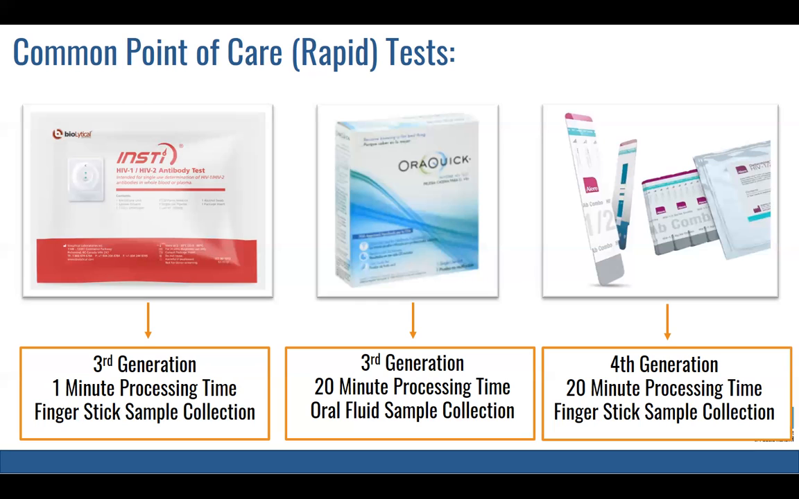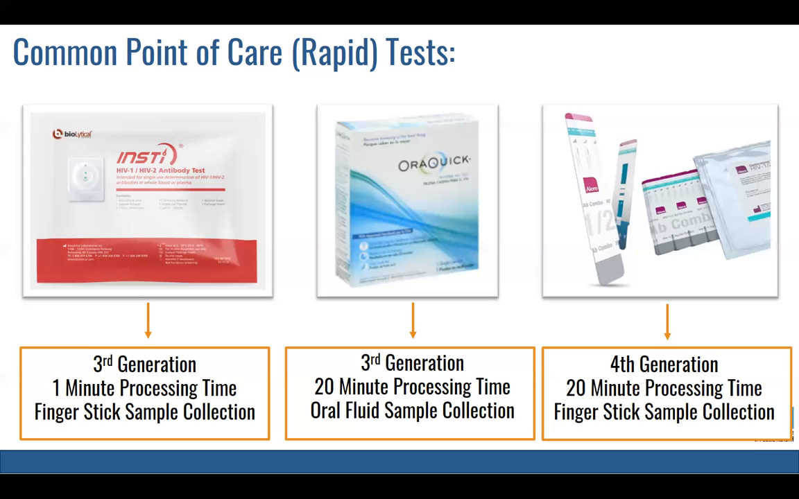It's also important to note that the OraQuick test is the only test currently approved, the only rapid HIV test currently approved for at-home use by an individual in a non-clinical setting. And then on the right-hand side of the screen, you see the Alere Determine HIV combination test, and this is the fourth generation rapid test that looks for antigen and antibody. And this also has a 20-minute processing time and utilizes finger stick sample collection.